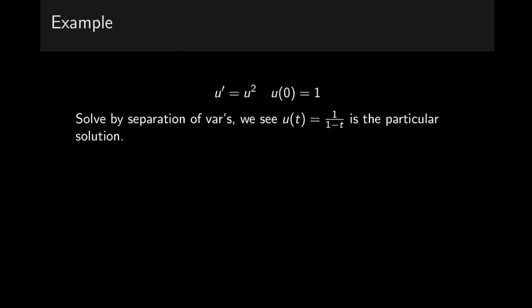So let's take a look at an example. So let's say we've got the initial value problem here, u prime equals u squared with u of 0 equals 1. And so what we want to do is show that something is a solution. So if we solve this by separation of variables, right, u prime over u squared equals 1, and you've probably solved this exact one before, right, you'll get that u of t is equal to 1 over 1 minus t. This is the particular solution.